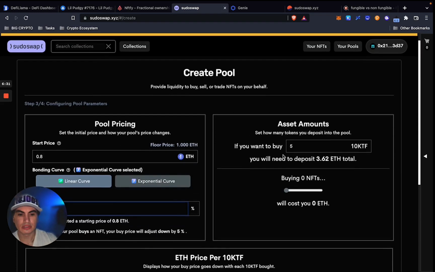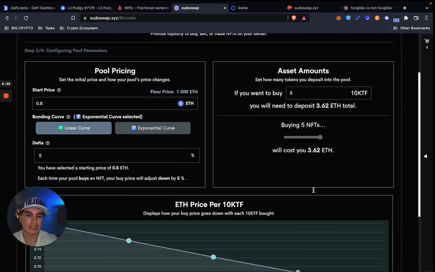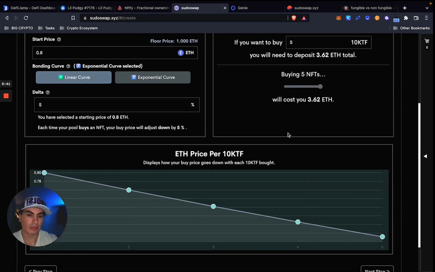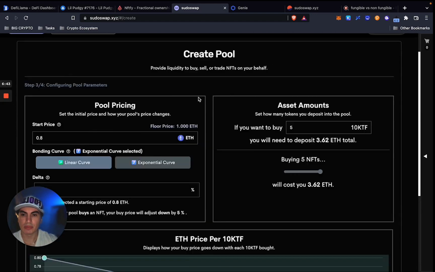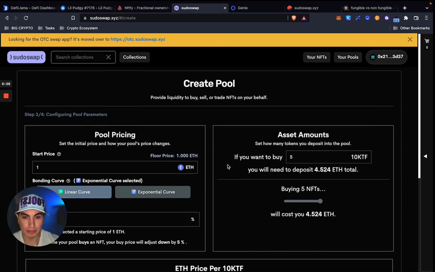And here you select how many you want to buy. So let's say you want to buy 5 of them, and it will calculate for you that buying 5 NFTs is going to cost you about 3.62 ETH. Versus if you were to buy 5 of them at floor price or even at 0.8, it would be about 4 ETH. So if we move this at floor price, you would save essentially about 0.5 ETH, give or take, if you bought 5 of them.